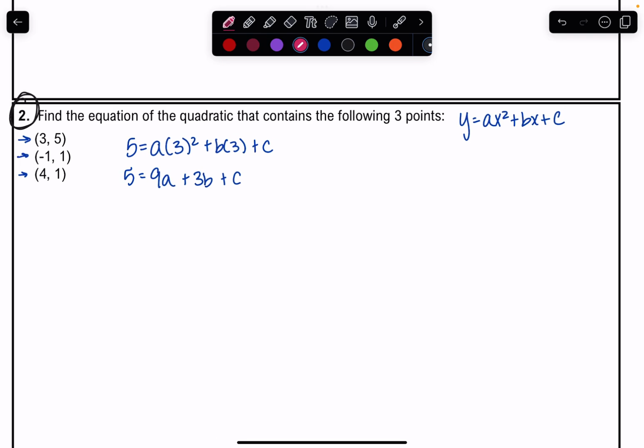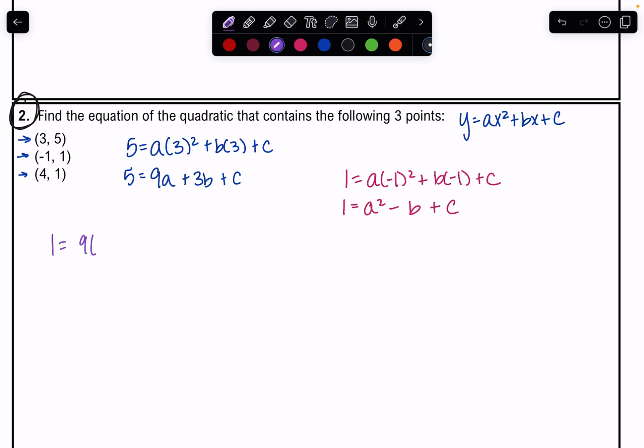So then, for the next one, I would get 1 equals a times negative 1 squared plus b times negative 1 plus c. So I get 1 equals a, that kind of looks like a plus, minus b plus c. And the last one, I would get 1 equals a times 4 squared plus b times 4 plus c.